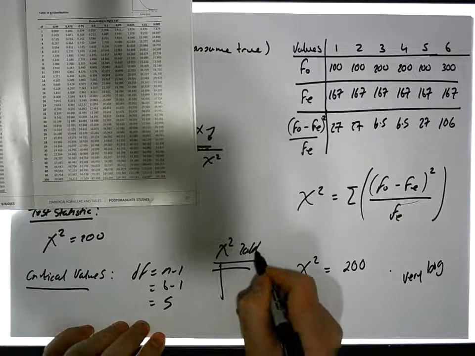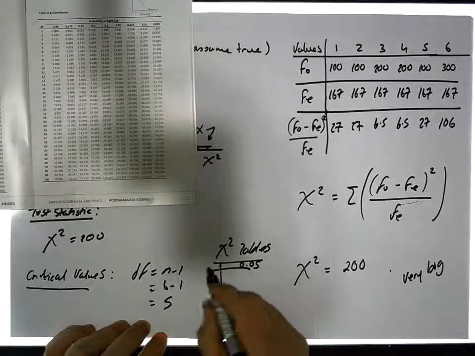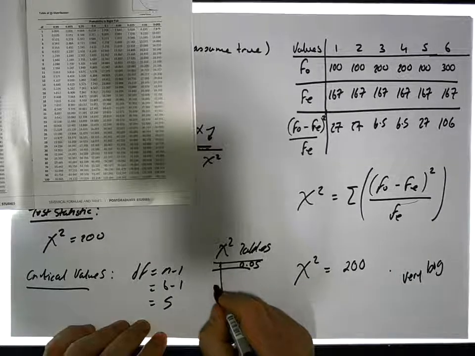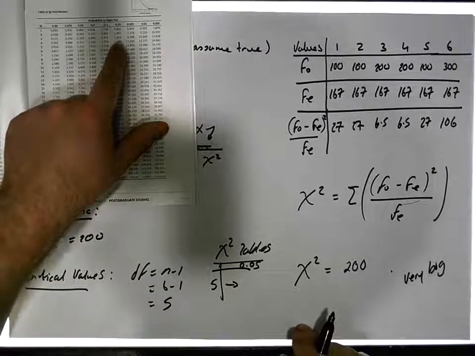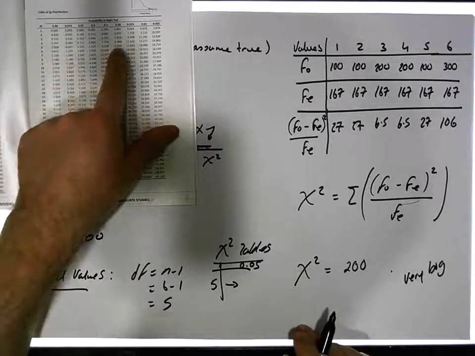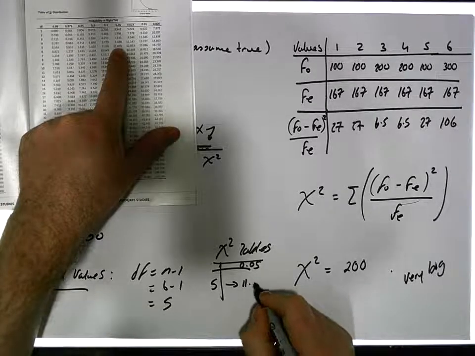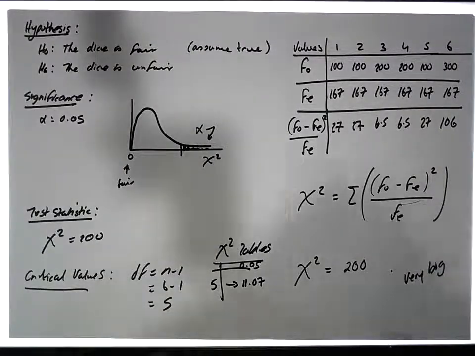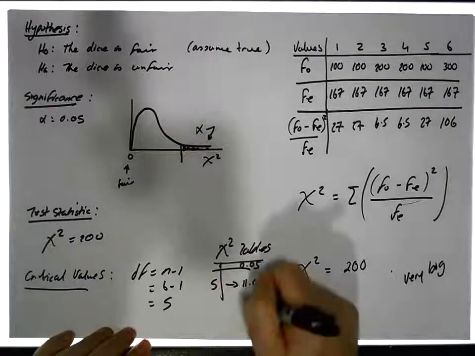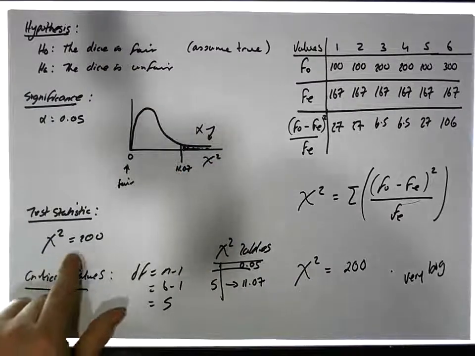we're going down to column 0.05, and down the degrees of freedom to 5 degrees of freedom, which gives us a critical value with 5 degrees of freedom of 11.07. That's our critical value. So effectively, this cutoff point is 11.07. Now, our test statistic is 200.